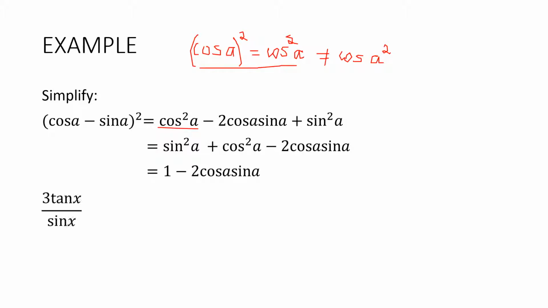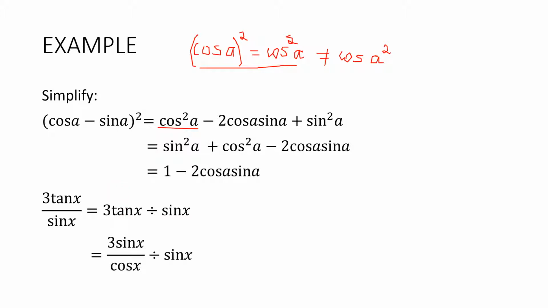All right, here's the next question. 3 tan x on sine x. Now in this case, it's begging for us to do tan x is equal to sine x on cos x. And rather than do double-decker fractions, I'm going to move this out as a divide by sine, like this. Now let's change that into sine on cos.